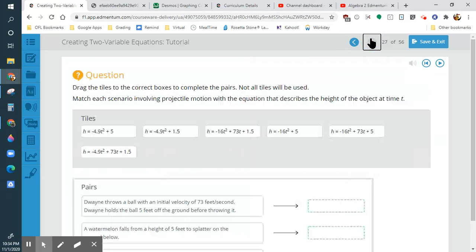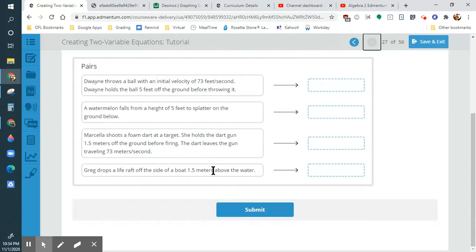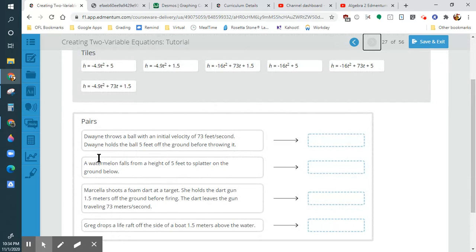All right, so let's take a look at our equation. So we're going to start matching up these ideas together. So Dwayne throws a ball with initial velocity. So remember, when we're dealing with these, our A is our acceleration cut in half. That's a terrible color. It's way too bright. Our B is our velocity, and our C is our initial height. So let's take a look at these.